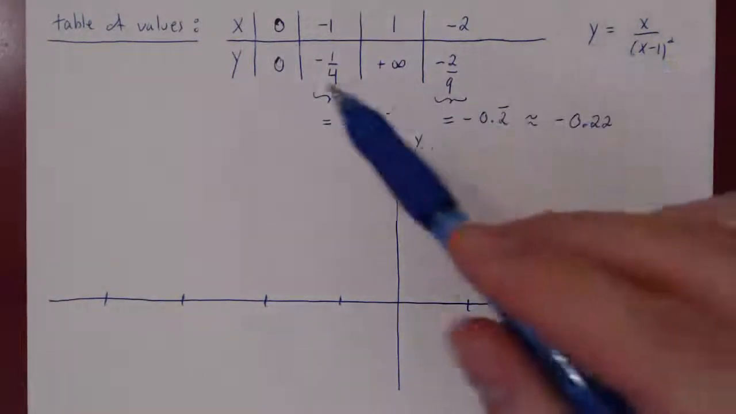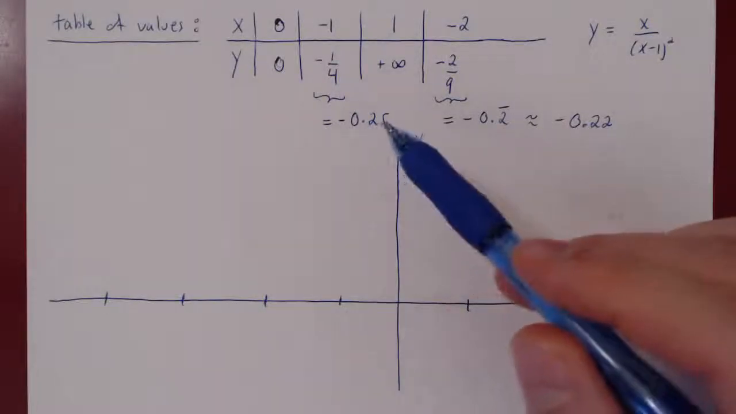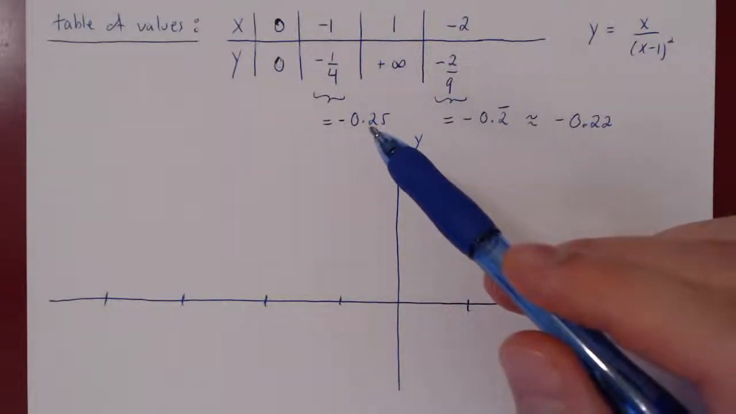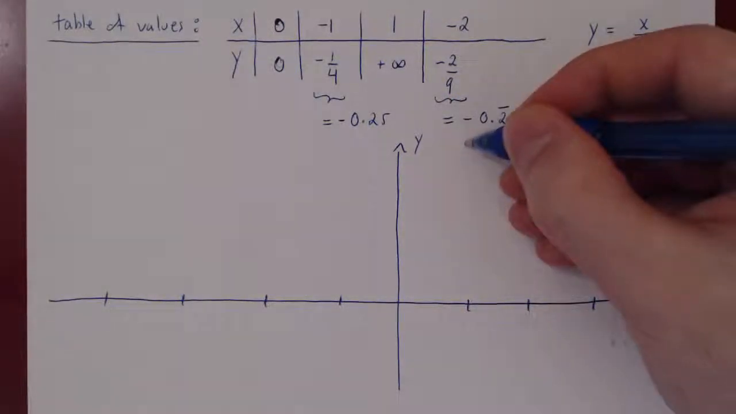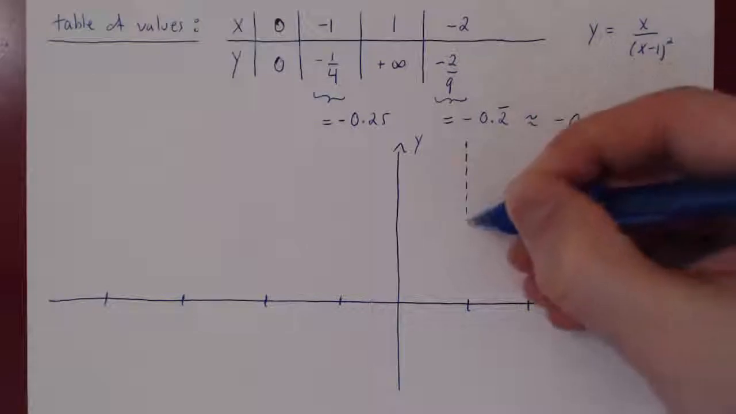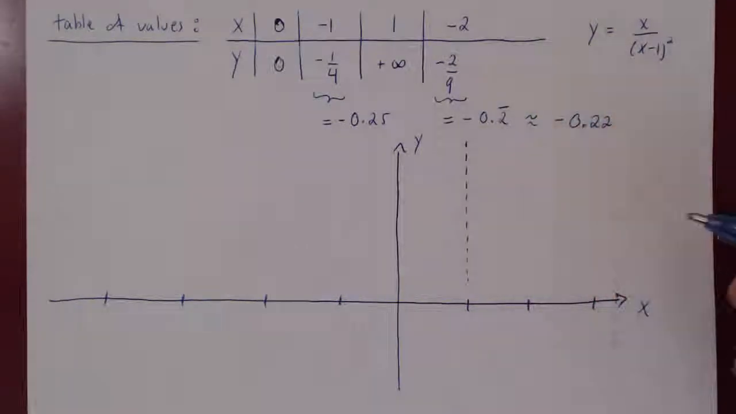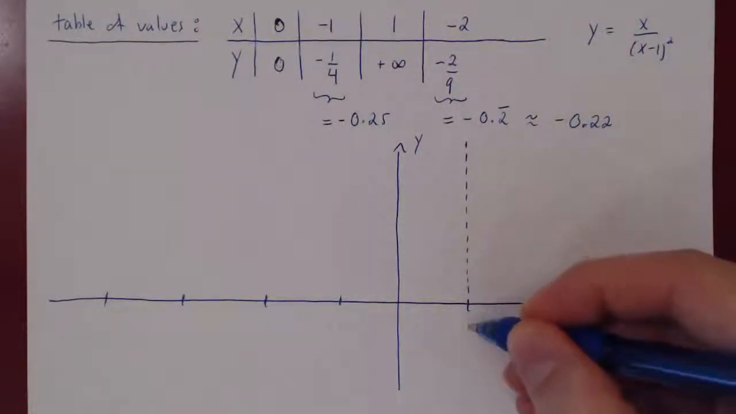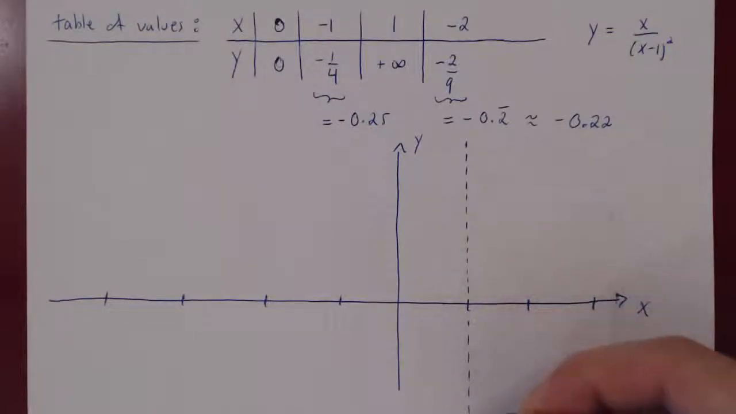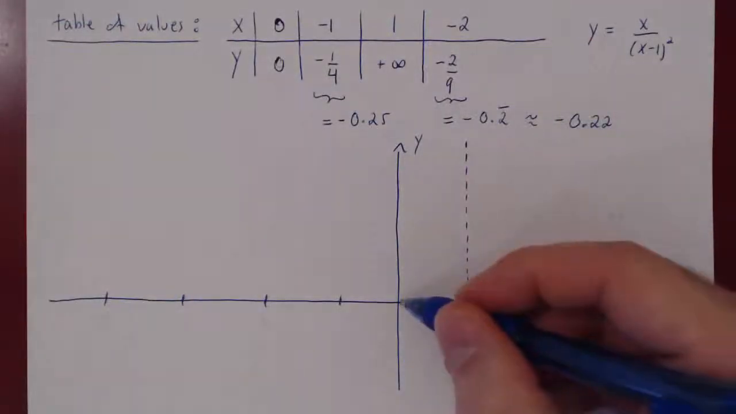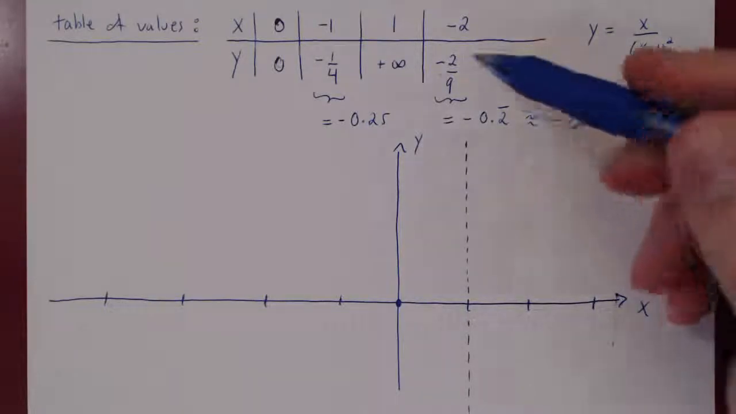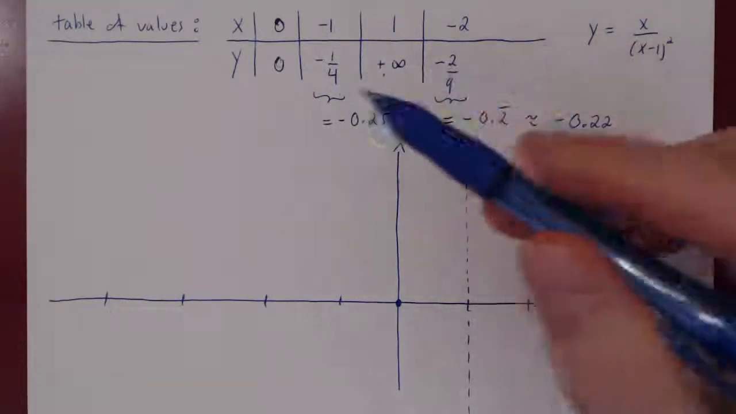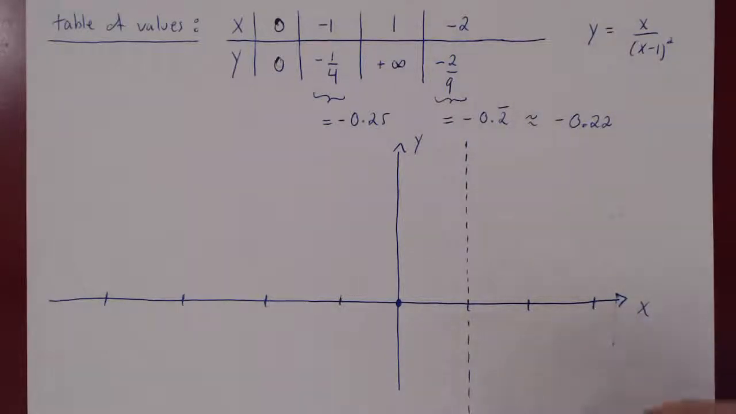Now along y, our values range from roughly -0.25 to, well, positive infinity. At x equals 1, we have a vertical asymptote. So we can draw here a dotted vertical line to signify that at x equals 1, we have a vertical asymptote. So we have the point 0, 0, which is right here. Now along the y-axis, let's go in intervals of, say, 0.5.